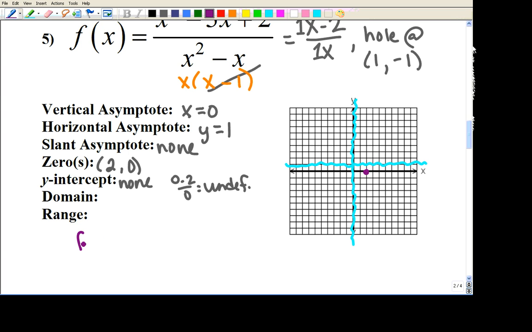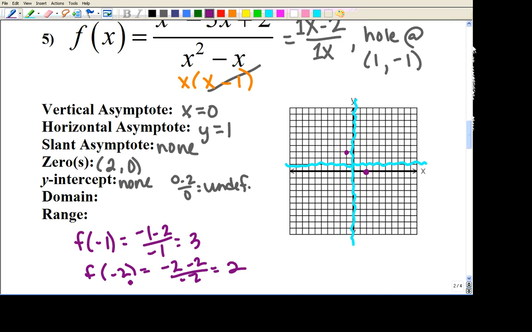So let's try f of negative 1. We're plugging in negative 1 into that x minus 2 over x. So we'd have negative 1 minus 2 over negative 1. So that would equal 3. So you have the point negative 1, 3. And these x values that I'm choosing are just ones that are close to this vertical asymptote, and that's why I'm choosing those. Okay, let's try f of negative 2. So we'll have negative 2 minus 2 over negative 2. That will come out to equal 2. So we get the point negative 2, 2.